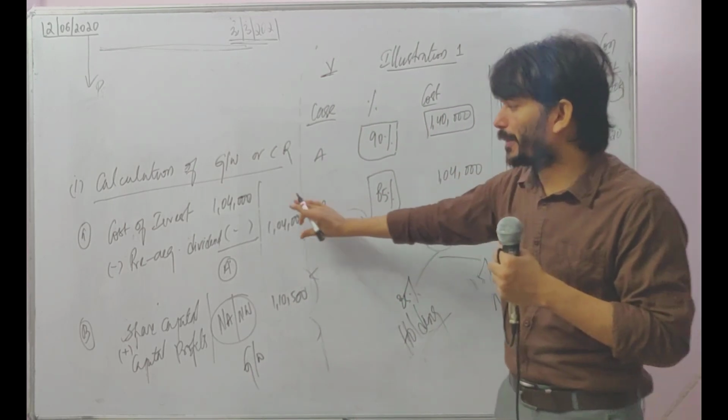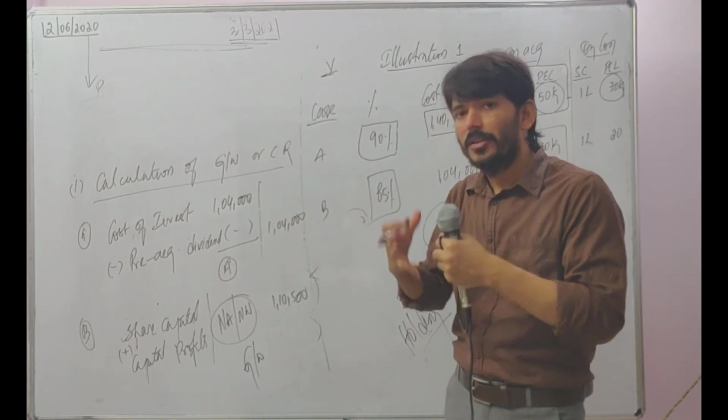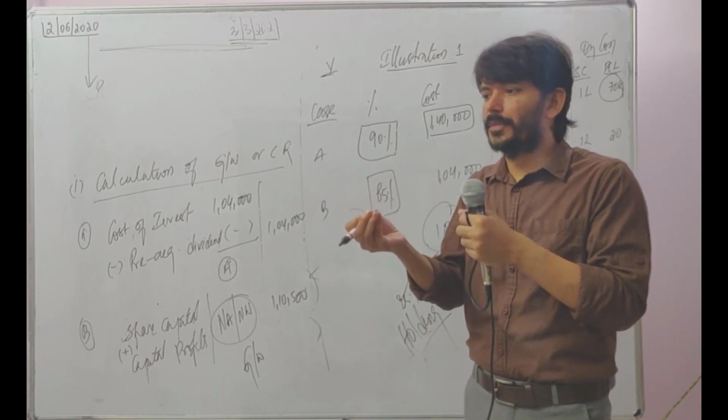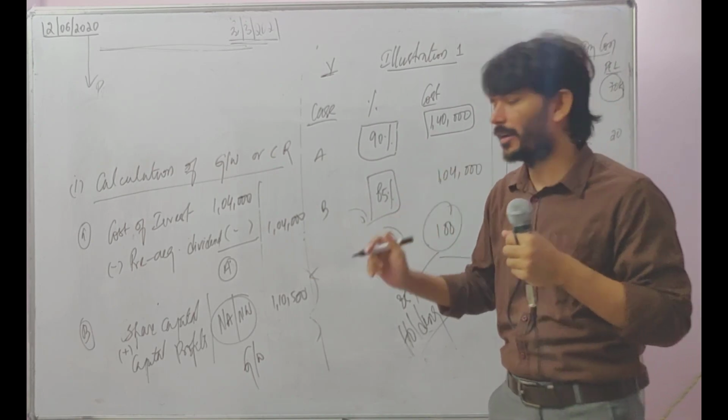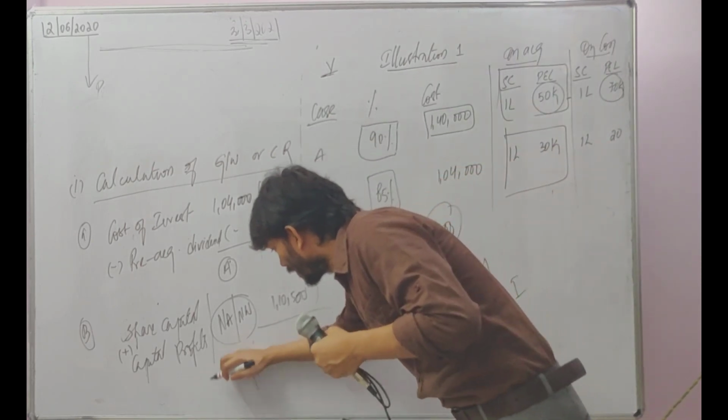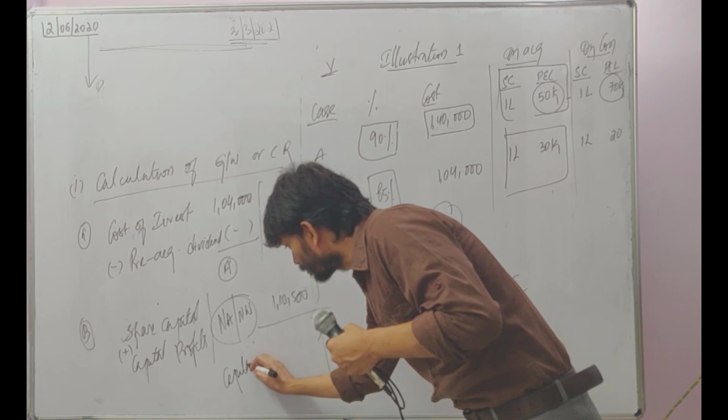You understand? You are spending 1,04,000, you are getting more value. It is like going to a shop and paying 10 rupees but getting a product worth 50 rupees. So it's your profit, right? In the same way, it is your capital profit.